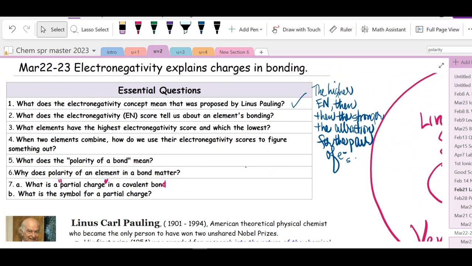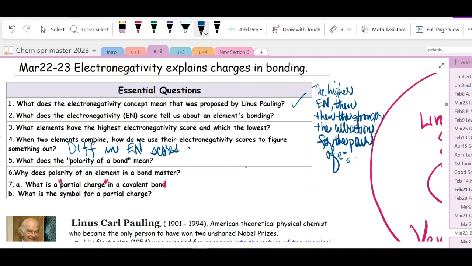The third one, what elements have the highest electronegativity score and which the lowest? We saw that the highest are the nonmetals and that fluorine is the champion. And we saw that the lowest was cesium, which is the lowest one on the alkali metal column, and it is the very lowest. And when two elements combine, how do we use their electronegativity scores to figure something out? Remember, we figured out the difference in their electronegativity values.